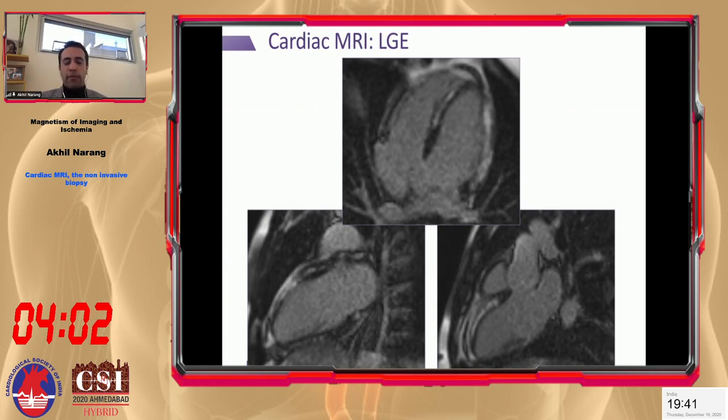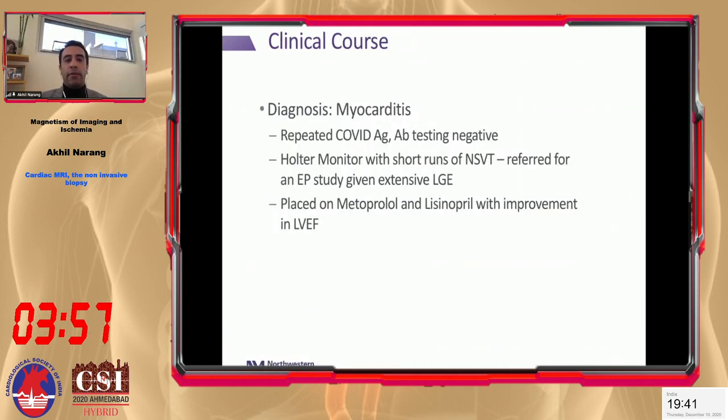Now, in the COVID era, I thought this was COVID myocarditis. So I checked twice for antibodies and antigens. Those were negative. So this is presumptive viral myocarditis for this patient. So we did a Holter monitor. He had some short runs of NSVT. He underwent an EP study that was uninformative, and he was placed on metoprolol and lisinopril, and over 3 months, his ejection fraction has improved a little bit as well.